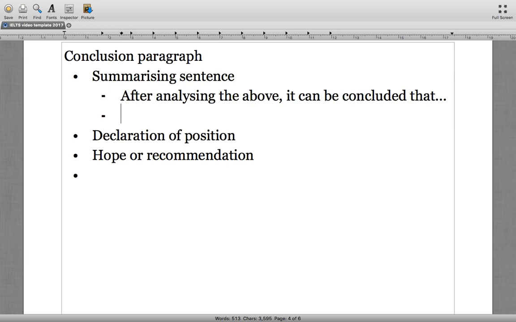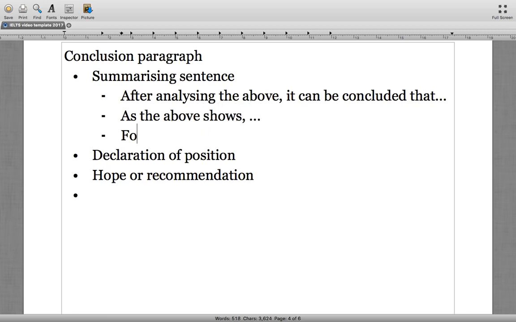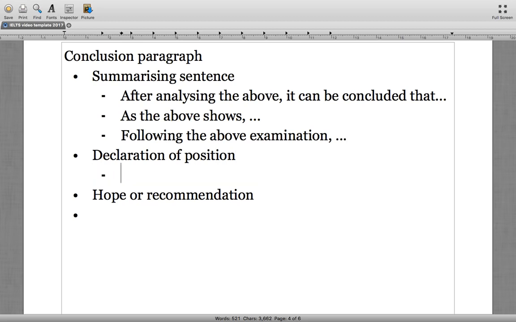A second way could be, as the above shows, comma, or following the above examination. Okay. And then declaration of position. So this is sort of a restatement of what you said in the beginning of the essay. So it is for these reasons I feel.